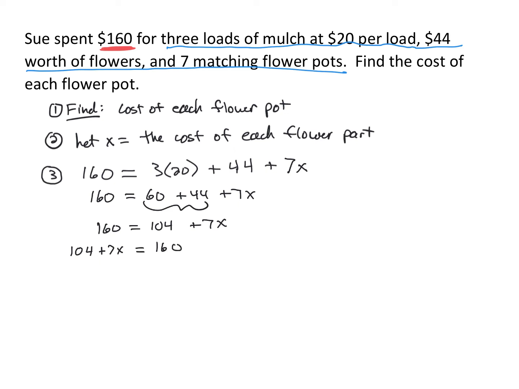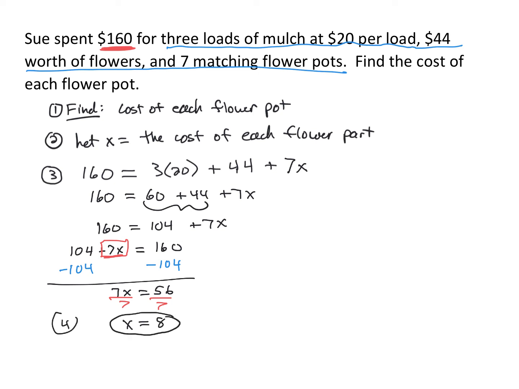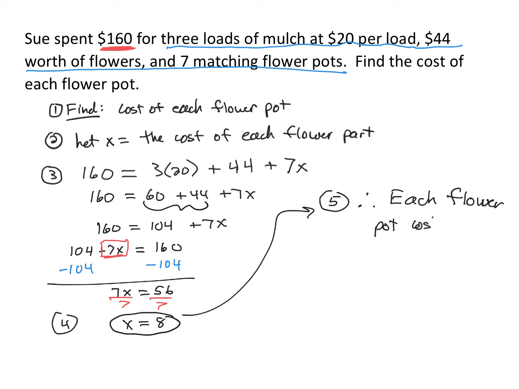Now I need to subtract 104 from both sides because I'm trying to get this alone. So when I do that subtraction, I get 7x equals 56. Divide by 7, and it looks like x equals 8. So I'm going to circle that, put my little step 4, and then up here, my step 5 is going to say, therefore, each flower pot costs $8.